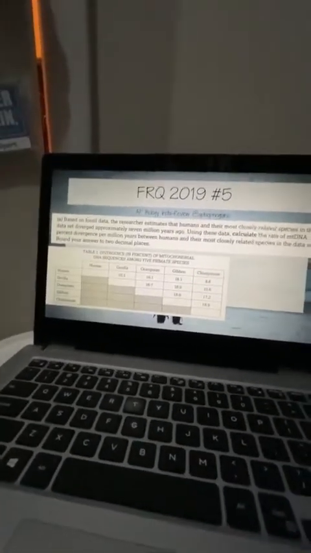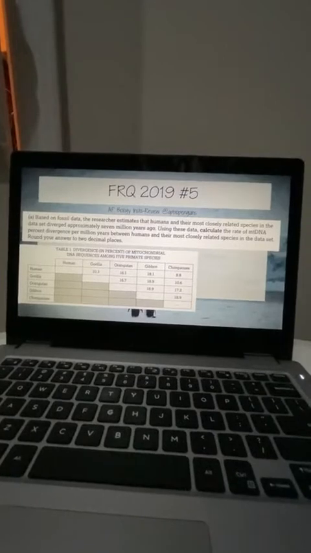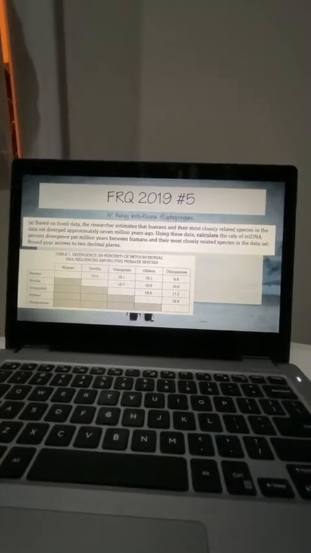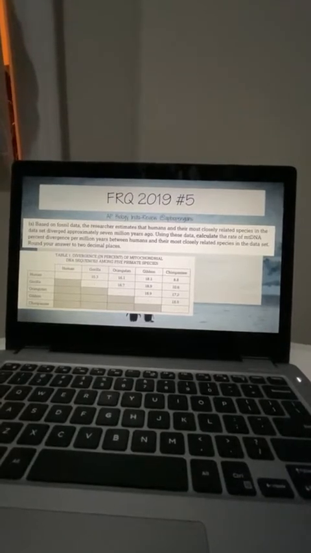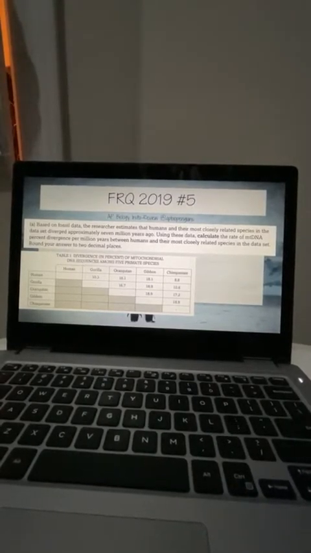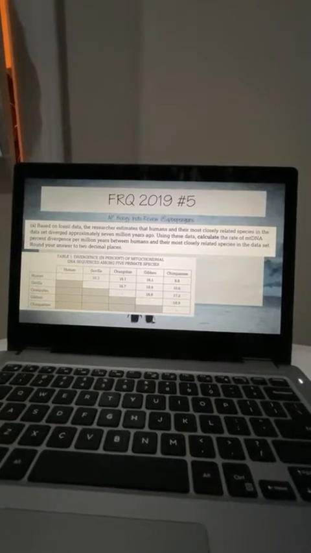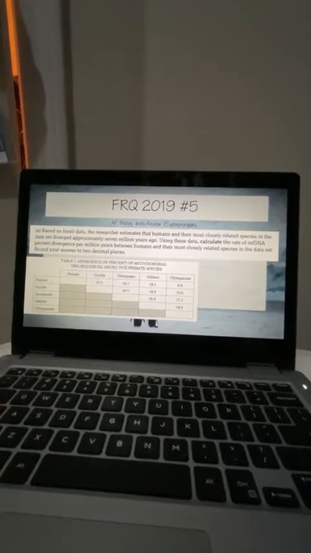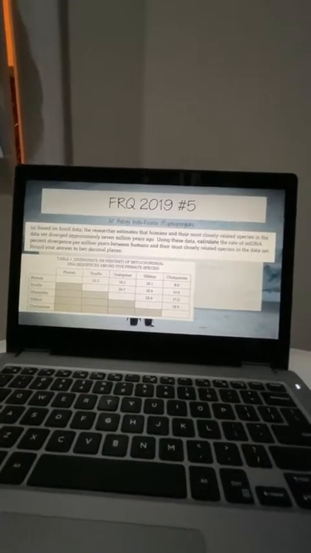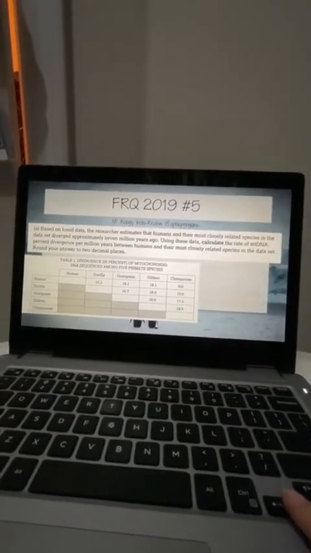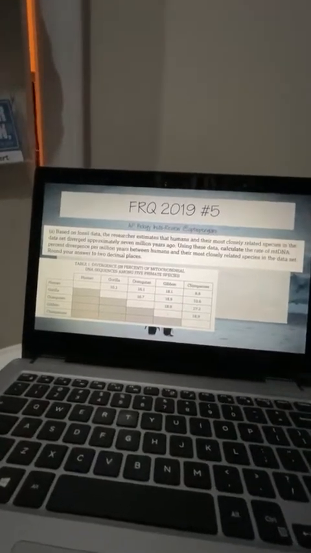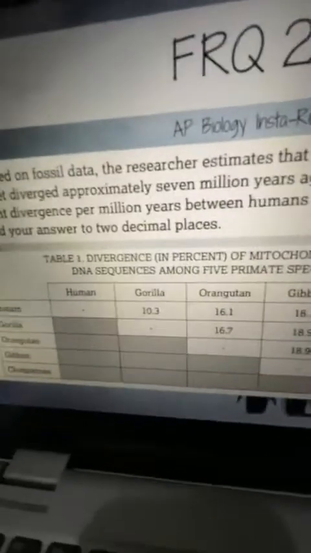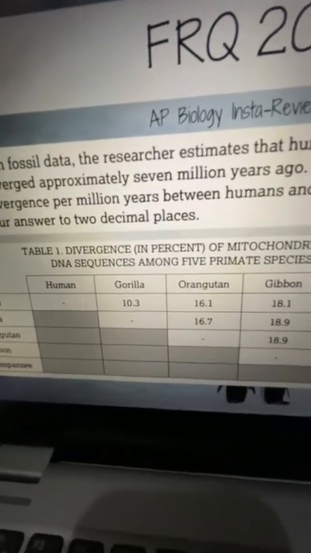So in part A, it says, based on the fossil data, the researcher estimates that humans and their most closely related species in the data set diverged approximately 7 million years ago. Using this data, calculate, there's math, the rate of mtDNA, so the rate of that mitochondrial DNA, percent divergence per million years between humans and their most closely related species in the data set. And then we'll round our answer to 2 decimal places, okay? So which one is most closely related to the human? Okay, so we have to look at which one has the lowest percent.